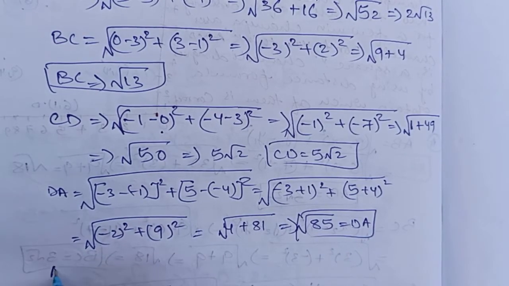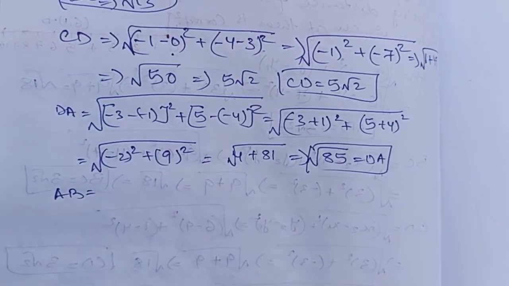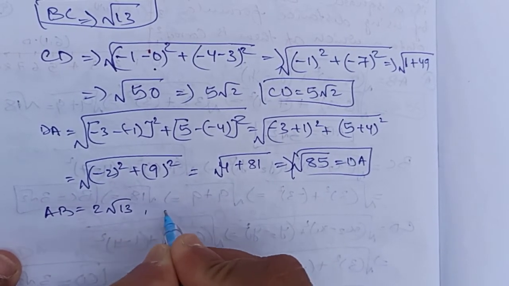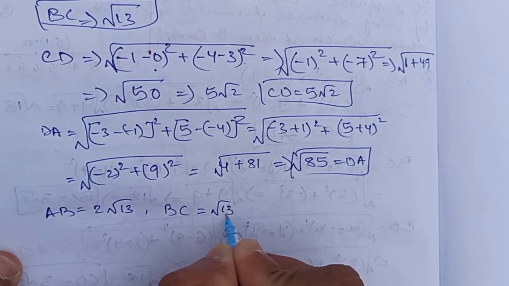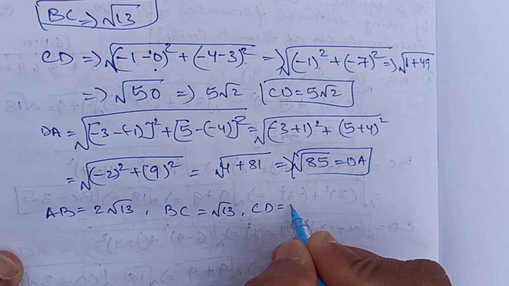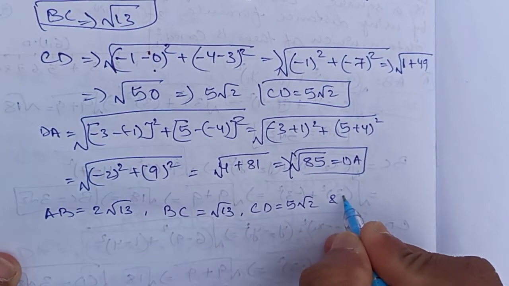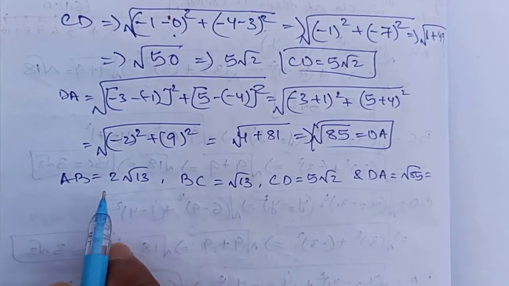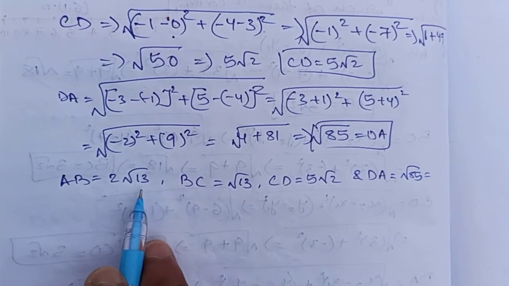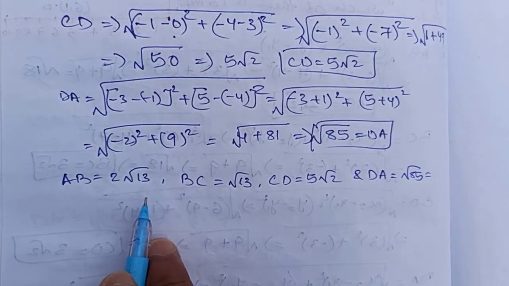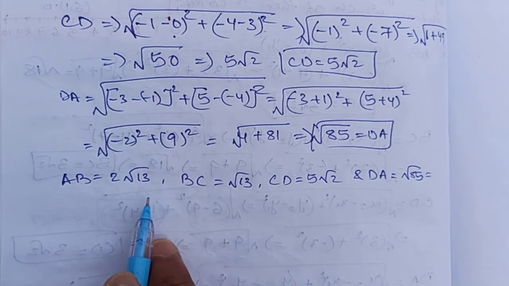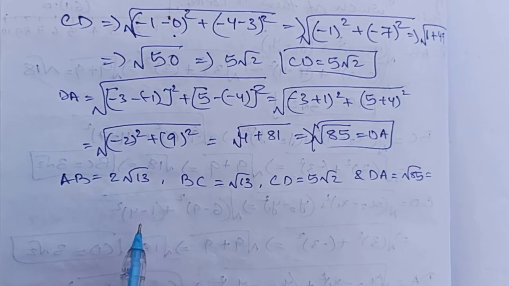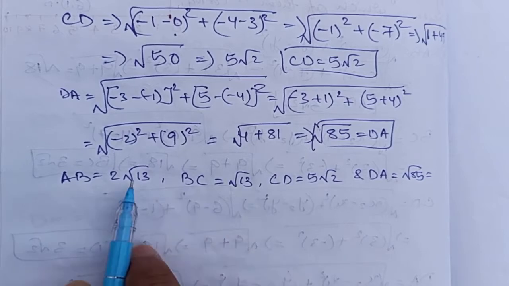Okay. So we got AB equals to 2 root 13, BC equals to root 13, CD equals to 5 root 2 and DA equals to root 85. As all the sides of this quadrilateral are different, there are no similar sides where we can say the opposite sides are equal or all the sides are equal. So we cannot specify that this quadrilateral is a square or rectangle or rhombus. It can be a general quadrilateral where all the sides are different.